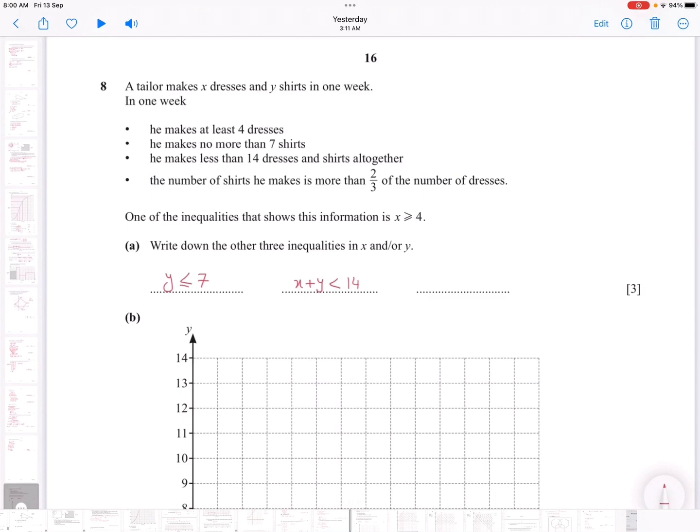The number of shirts he makes is more than two-thirds of the number of dresses. So number of shirts are taken as y, so y is greater than two-thirds of x.